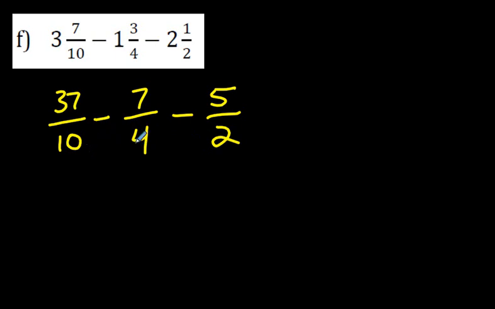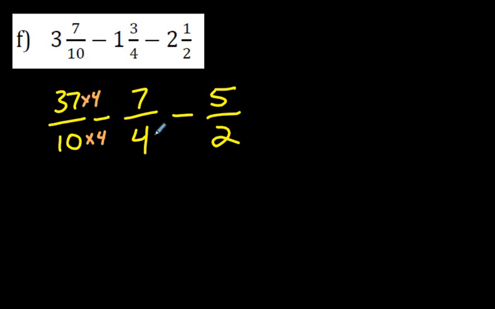Well, 10 times, let's see, 10 times 4 is 40. Could 2 times something be 40? Yes. So let's make all of these numbers become 40 on the bottom. How would we do that? Times this by 4, times that by 4.